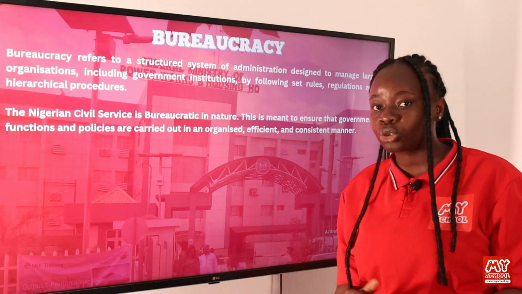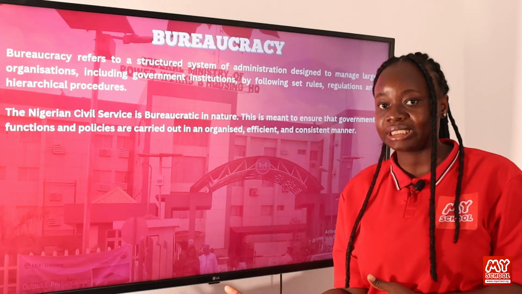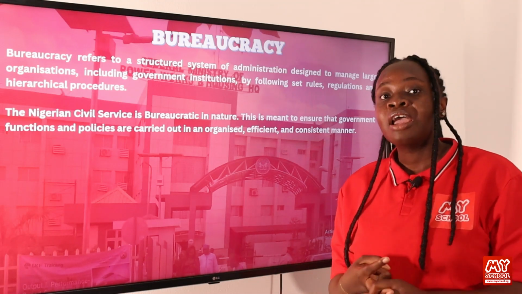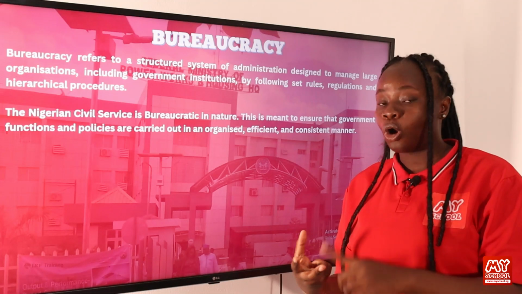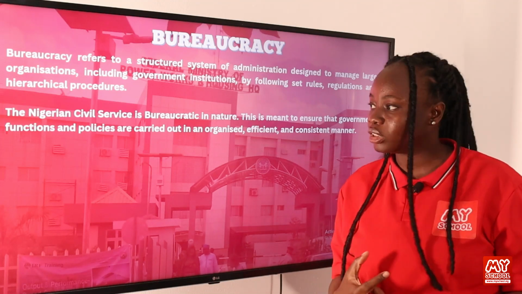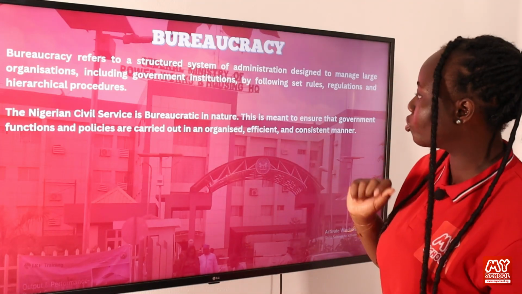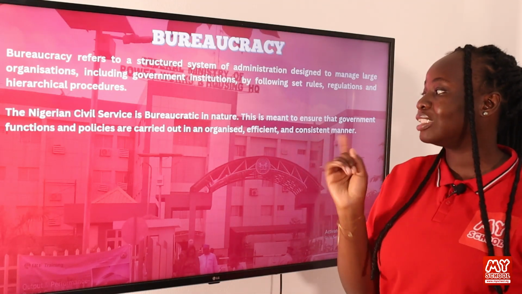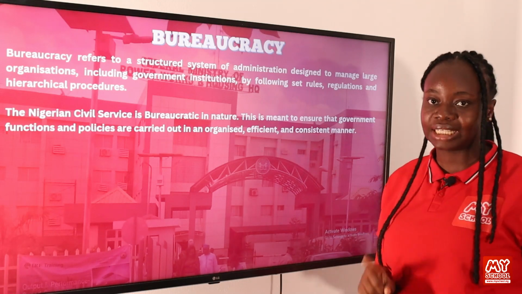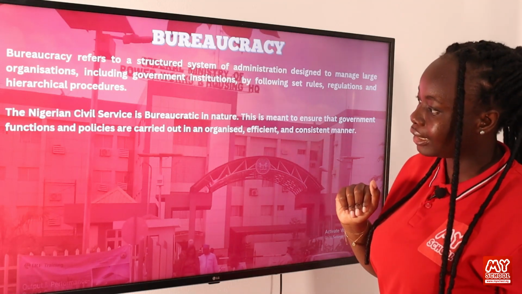The hierarchical structure is one of the features of a bureaucratic system. Also, the fact that they pay attention to the rules, regulation, and procedures of service also makes them a bureaucratic organization. The Nigerian civil service is bureaucratic in nature. It is meant to ensure that government functions and policies are carried out in an organized, efficient, and consistent manner. So let's move on to the next slide.